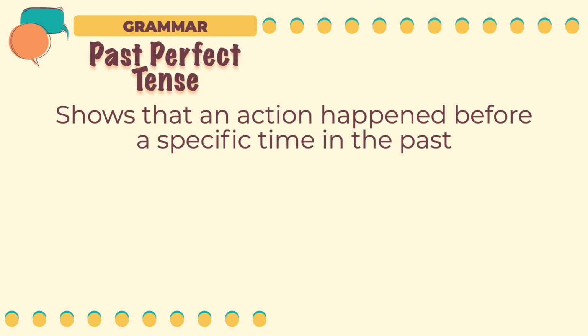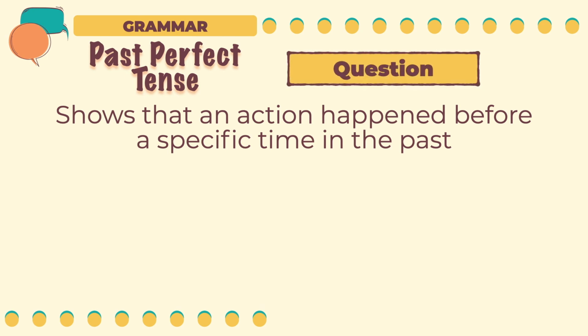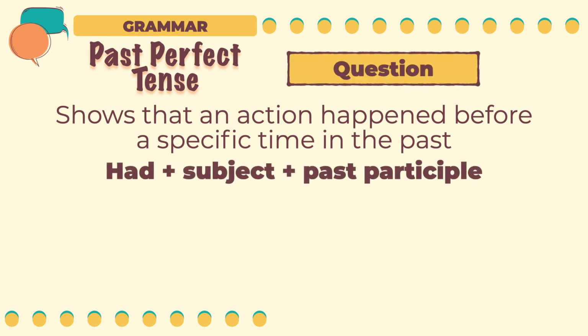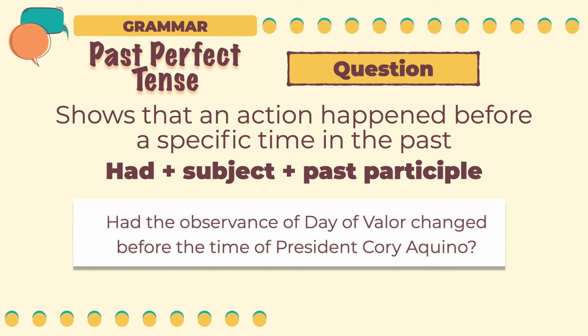For asking a question in the past perfect tense, the formula is as follows: had plus subject plus past participle. For example, had the observance of Day of Valor changed before the time of President Cory Aquino? In this sentence, it starts with had plus the subject, which is the observance of Day of Valor, plus the past participle of the verb change.